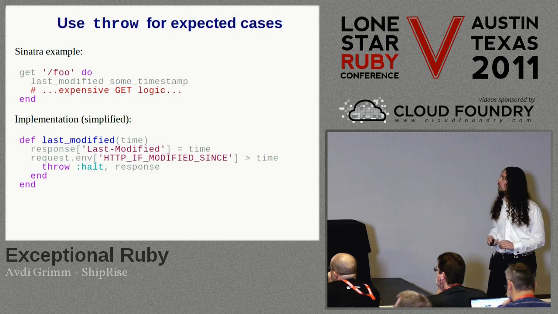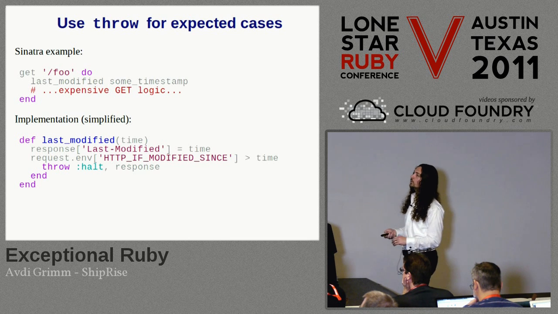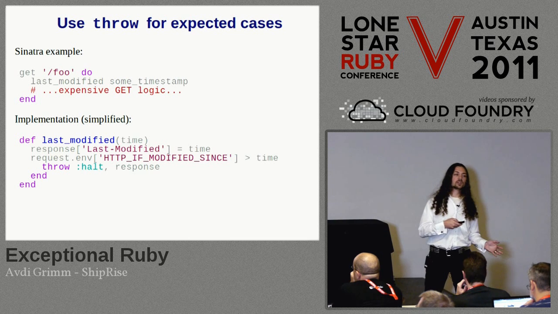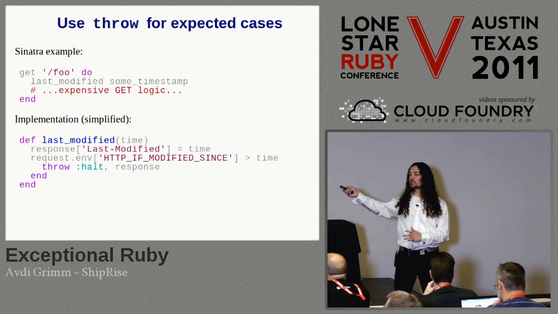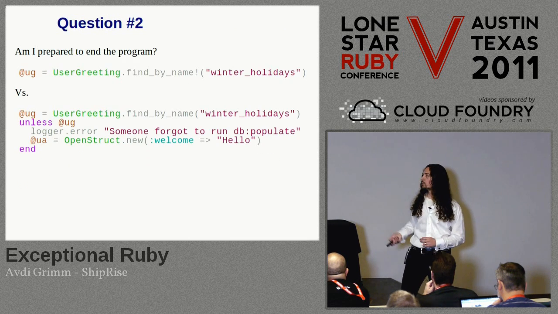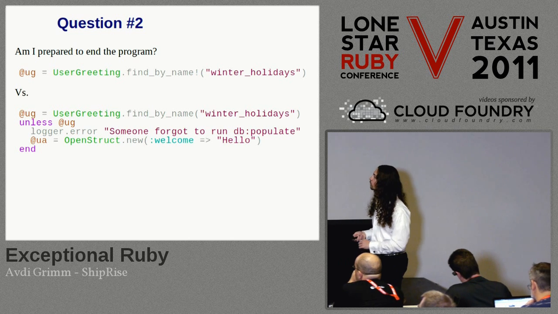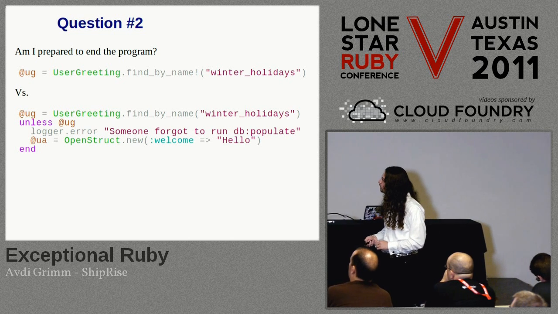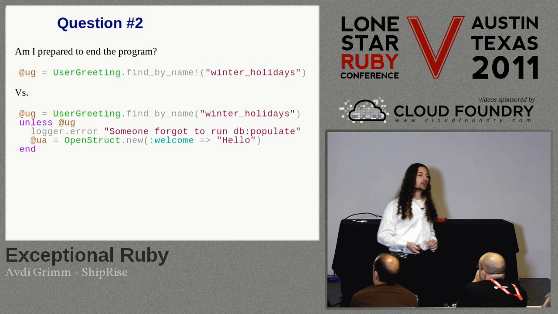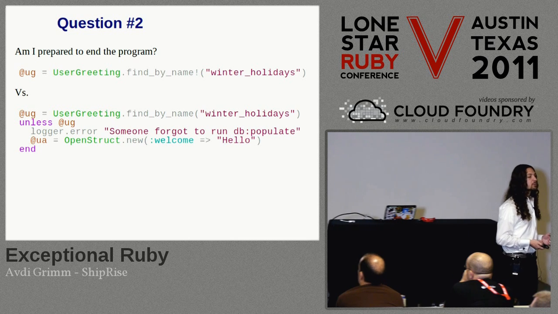So throw and catch are great. Use them if you have a situation that seems like you want to throw exception out, but it's not truly exceptional, or it's throw execution out, I should say. Question number 2. Am I prepared to end the program over this?